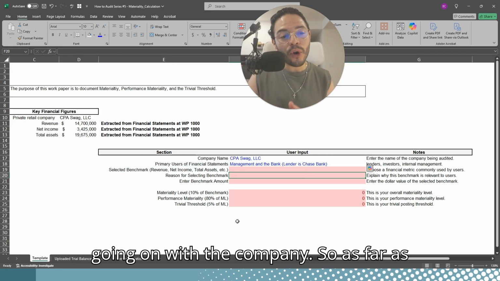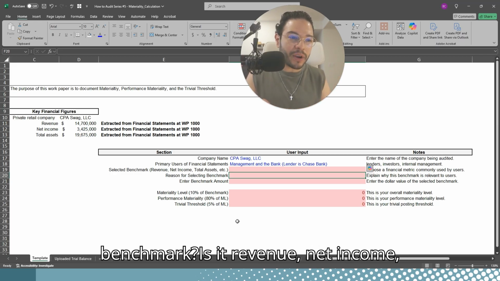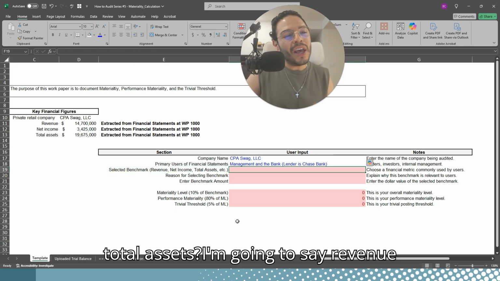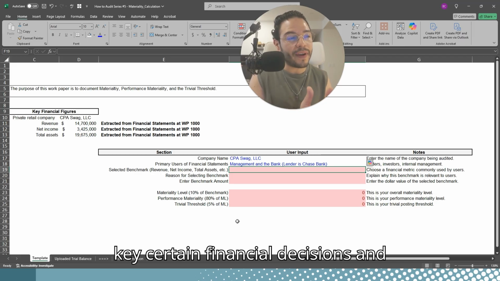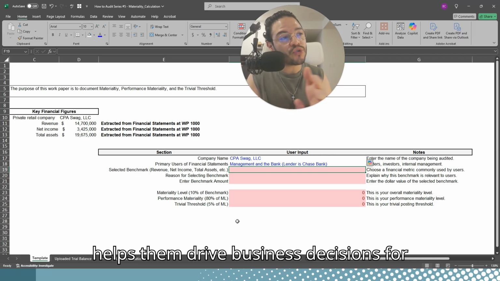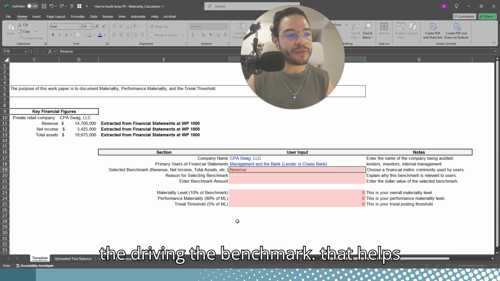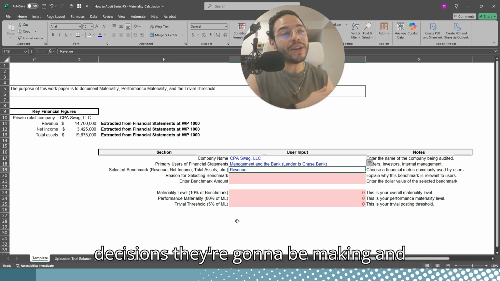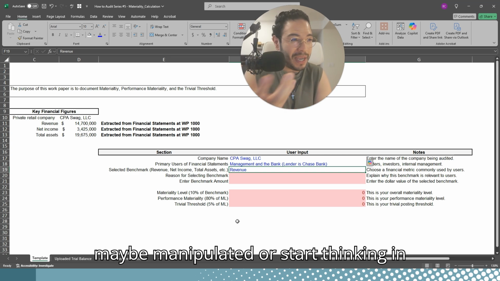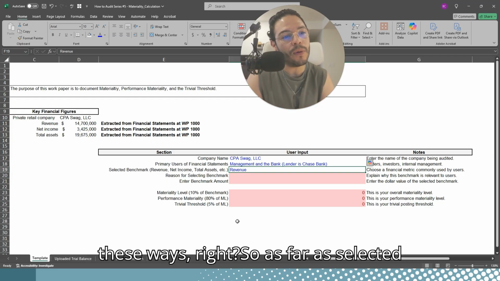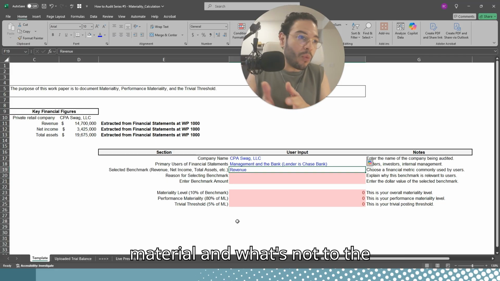So as far as selected benchmark goes, again, we kind of talked about it already. What do you guys think would be the selected benchmark? Is it revenue, net income, total assets? I'm going to say revenue, because revenue helps the company make certain key financial decisions and helps them drive business decisions for the company. So revenue is going to be the benchmark that helps them determine what decisions they're going to be making, and it's also something that can maybe be manipulated, so start thinking in these ways, right? So as far as selected benchmark, I'm going to say revenue is going to be our benchmark to calculate what's material and what's not to the financials.